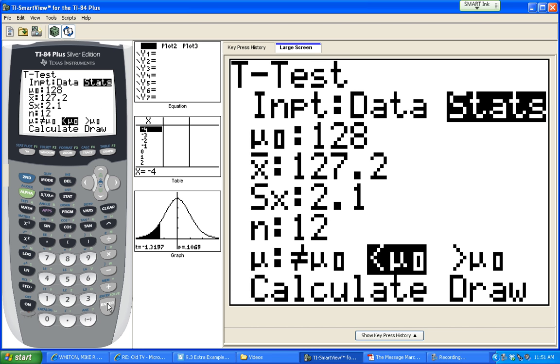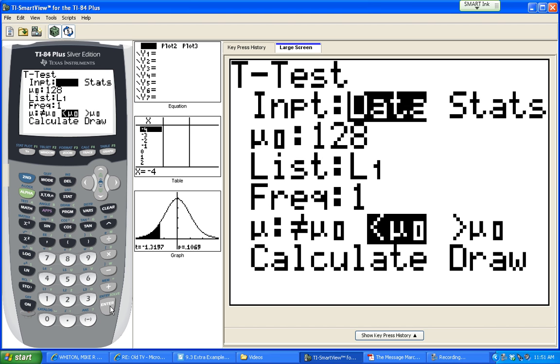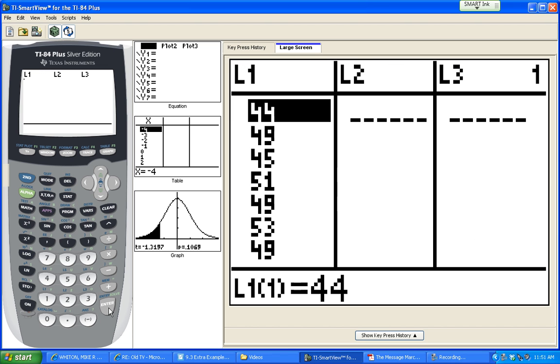You either have the data, looking at the first line here, input data. Do you actually have a list of data? In this problem we did. So these numbers in here are from a different problem. So let's highlight data. My data, I already went in and entered it into list 1. So this was the data from list 1.